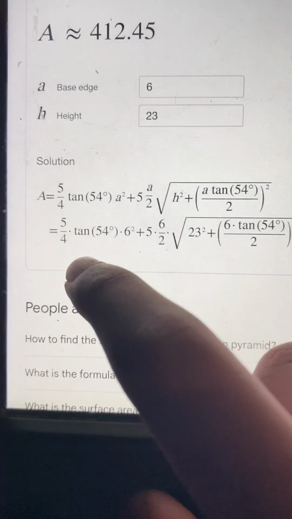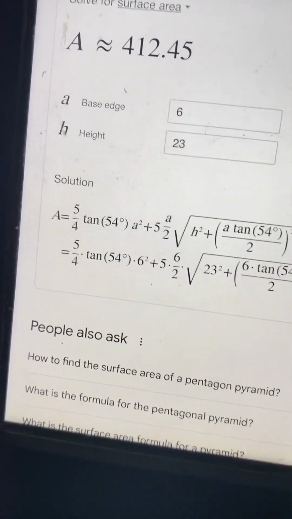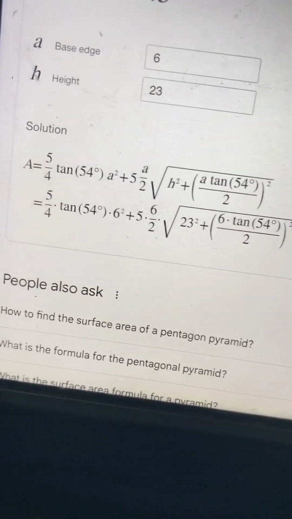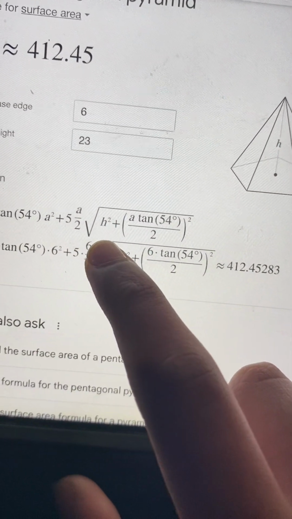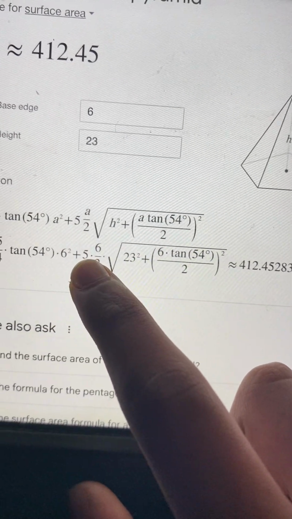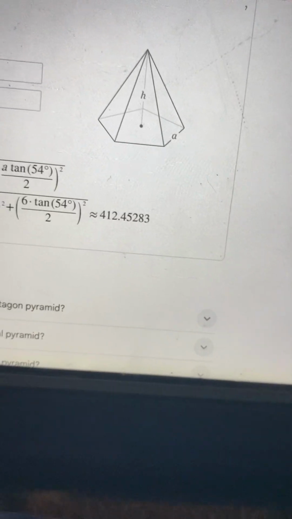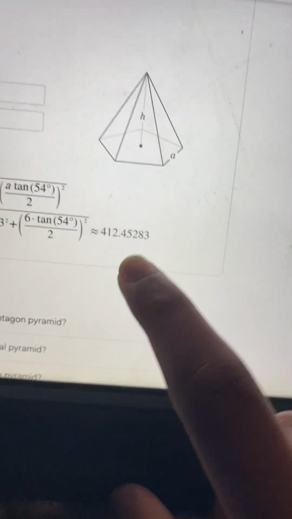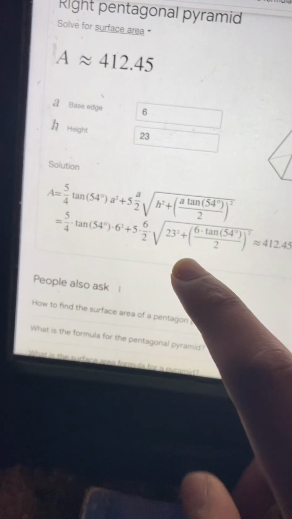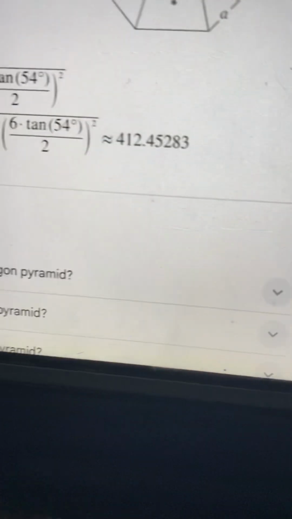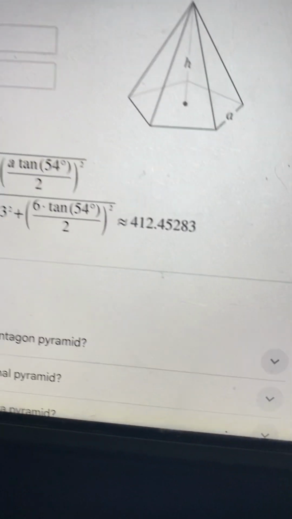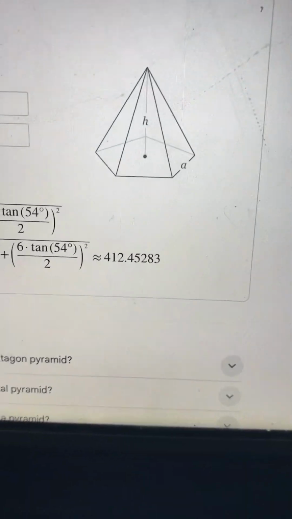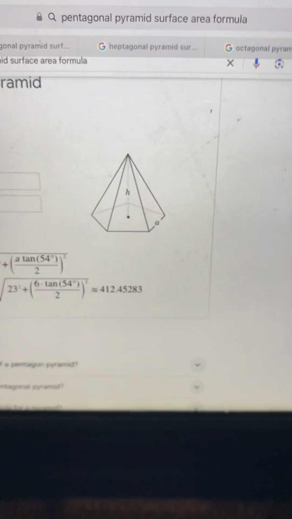You multiply 5/4 and tan together, which makes 5/4 tan, but you don't need to know about that for a while. 6 times 6 is 36. 5 times 6 is 30 divided by 2 is 15. So this is 15 over here. Yes. And then 23 squared. I don't know what that is, but once you substitute all the numbers in, it approximates to around 412.45283.